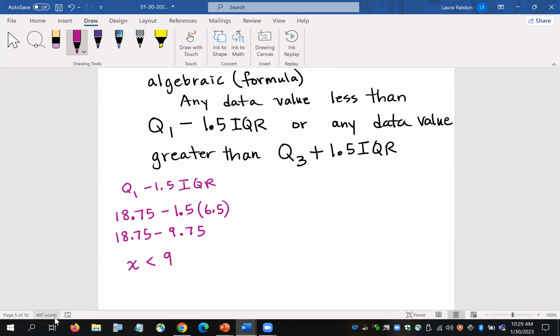Well, guys, think about it. We didn't have any students that were younger than 9. So I don't have any on that end.